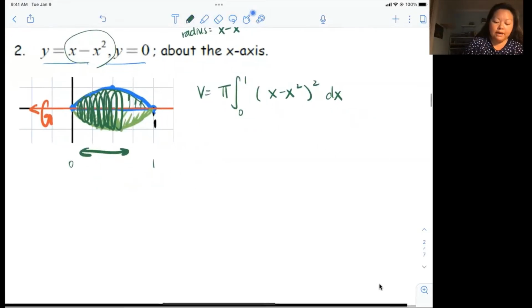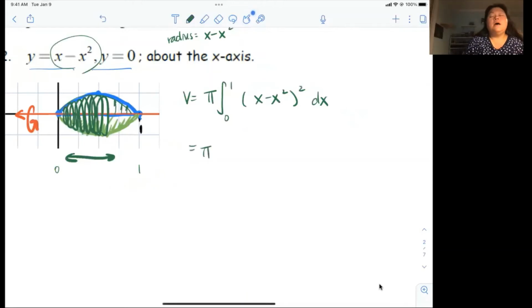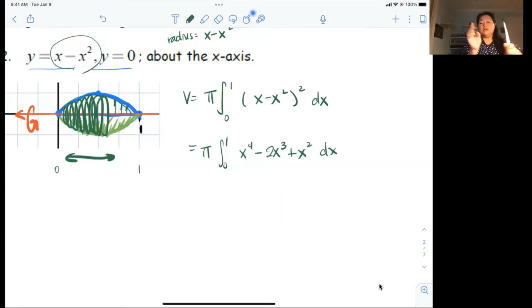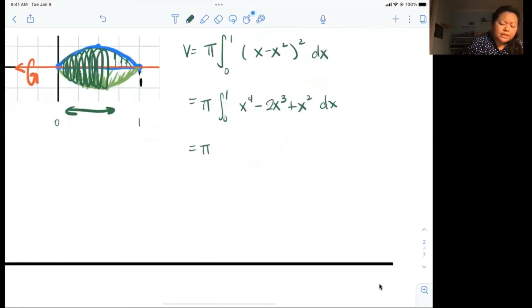Okay, all right, now that I have my setup, the thing about these discs is that most of the time you need to clean up this equation first, your integrand, your function in the integral, before you take the antiderivative. It'll make your life a lot easier, right? So 0 to 1, if I multiply this out, I get a positive x to the fourth minus 2x cubed plus x squared, sorry. So make sure you multiply this out, and I usually put it in standard form so I don't lose any of my terms, right? So now you're ready to take the antiderivative.